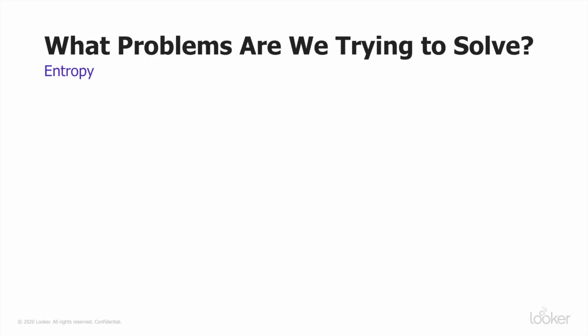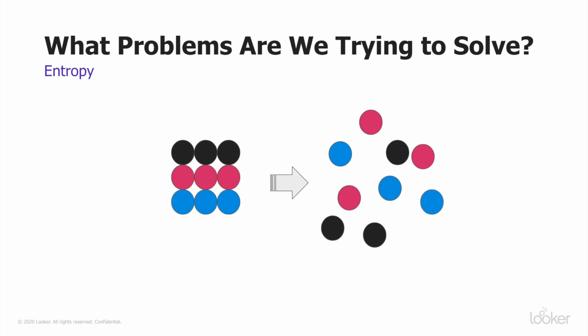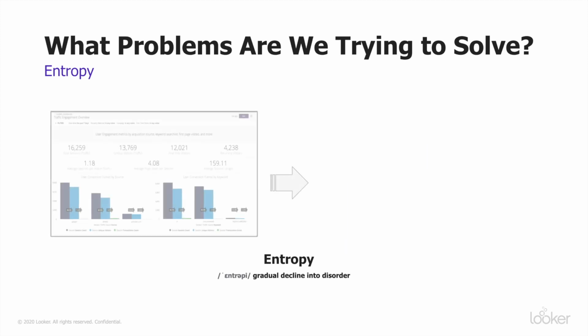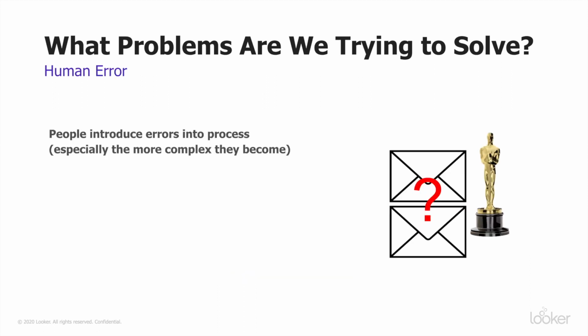So what problems are we trying to solve? First thing is entropy. Like a lot of things in life, if you leave them unattended, they start to decline. Analytics systems are no exception, especially in companies where things change all the time. So this presentation is about some techniques and ways to automate and prevent your analytics projects from becoming a mess.